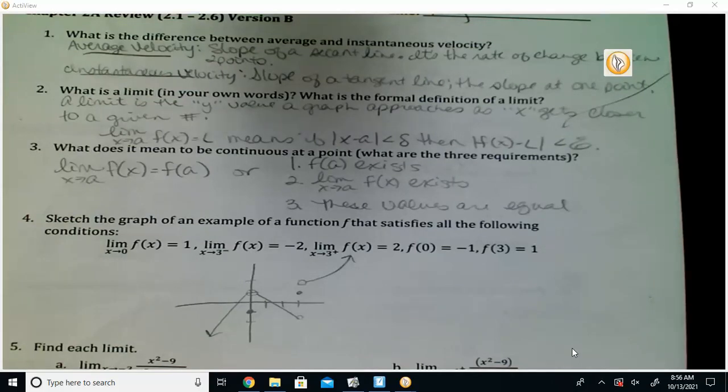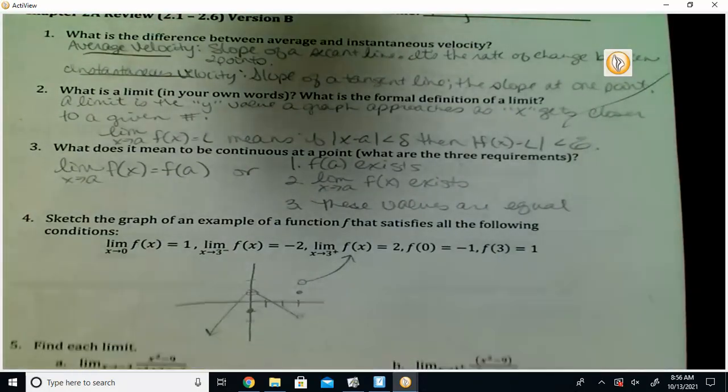Number 4, there are lots of different options that would work. Coming in from both sides, it has to go to 1, and that needs to be an open circle. As you approach 3 from the left, it's going down to -2. As you approach 3 from the right, it's coming in to +2. When x is 0, your y is -1, that's a closed circle. And when your x is 3, your y is 1, that's a closed circle.